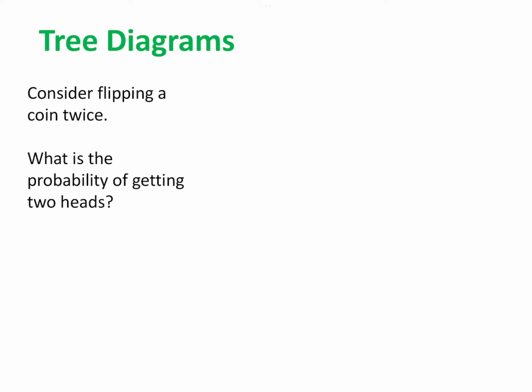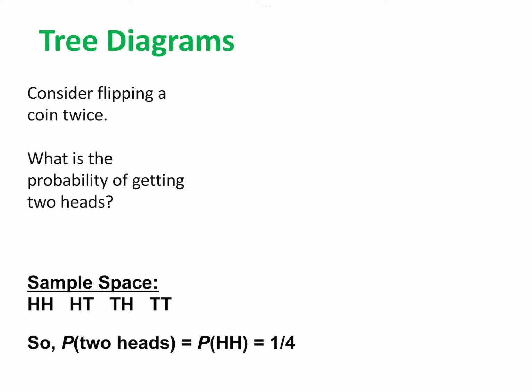So we kind of looked at this sample space, or we did look at this sample space in class last time. So our sample space would be heads, heads, heads, tails, tails, heads, tails, tails. So the probability of getting 2 heads only happens 1 out of our 4 times. So our probability would be 1/4. So something simple, you can list your sample space and look at it.